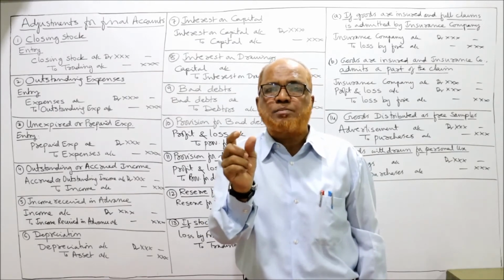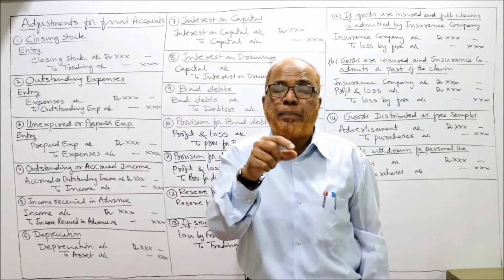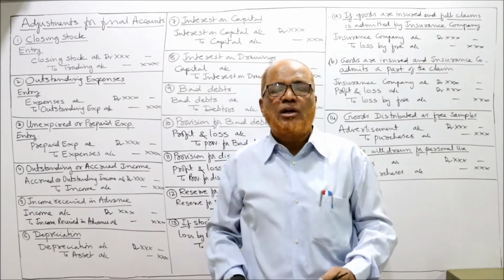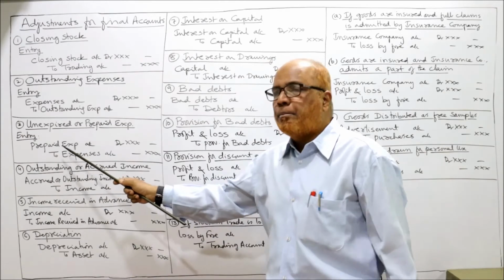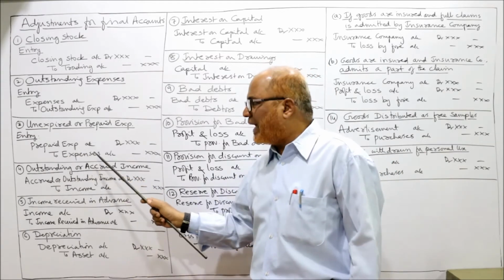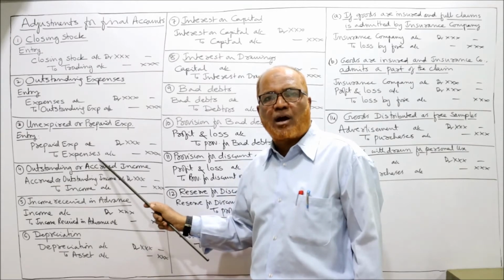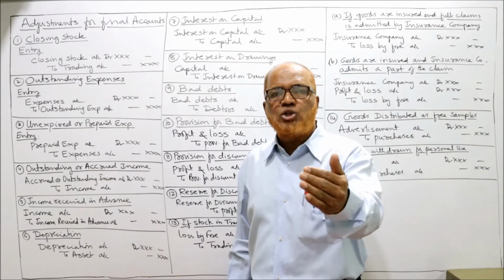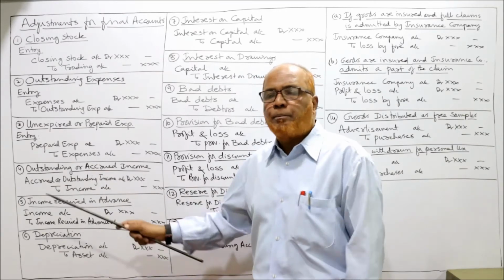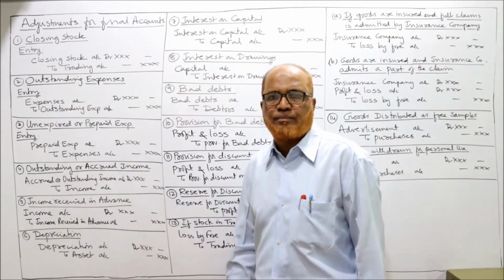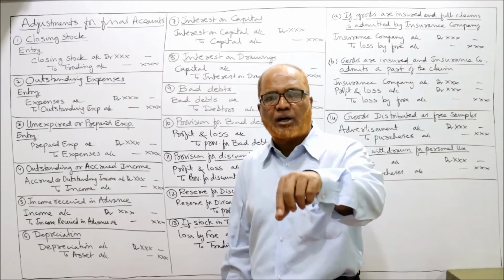So this is called expenses paid in advance, or prepaid expenses. So what is the entry for prepaid expense? Prepaid expenses account debit to expenses account. Now I'll give the example, insurance paid in advance. So prepaid insurance account debit to insurance account.